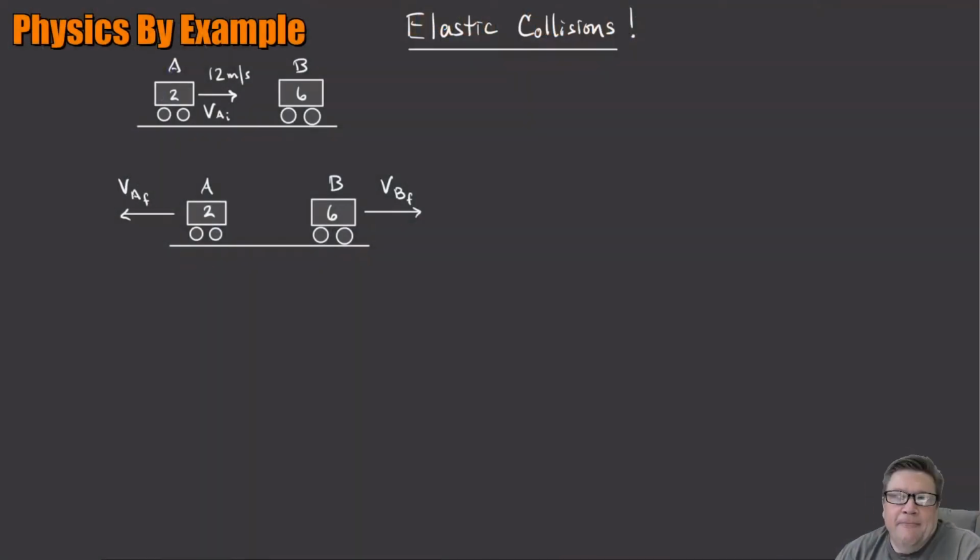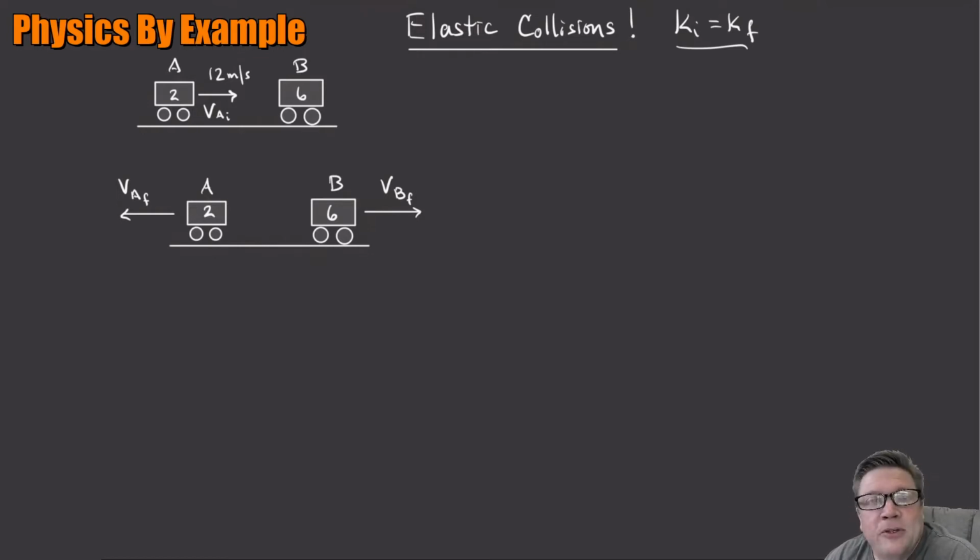Okay, let's do a simple example of what we're going to call an elastic collision. First of all, an elastic collision is one where the kinetic energy is conserved. So the initial amount of kinetic energy is the final amount of kinetic energy. And you might say, wait a minute, I thought energy is always conserved. But we're only talking about kinetic.